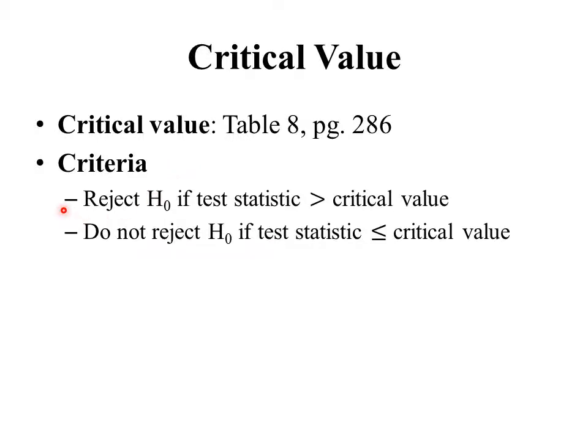We reject the null hypothesis if the test statistic is greater than the critical value, and we do not reject the null hypothesis if the test statistic is less than or equal to the critical value. So this is kind of opposite criteria to what we just saw in the Wilcoxon signed rank test. But the reason they're different is because this test is set up in a different way. So when you're doing your homework, make sure you're using the correct criteria for these different hypothesis tests.